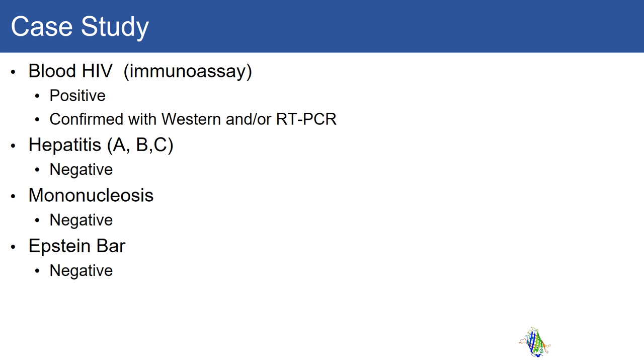The tests you would run, since she's sexually active, are HIV test, which in this situation was positive. In the HIV situation, usually you run a quick ELISA. That's a quick test, and it's confirmed with Western blot and or real-time PCR, which you should know all of those assays at this point. They tested for hepatitis A, B, and C, all negative, mononucleosis negative, Epstein-Barr negative.